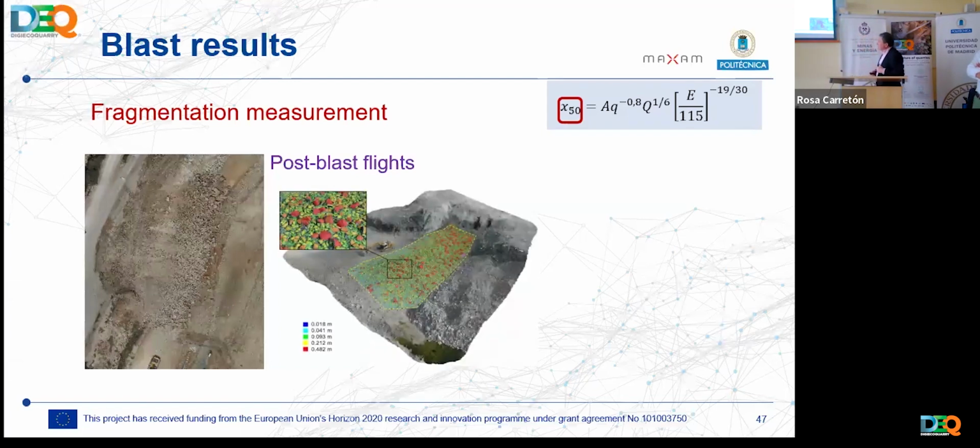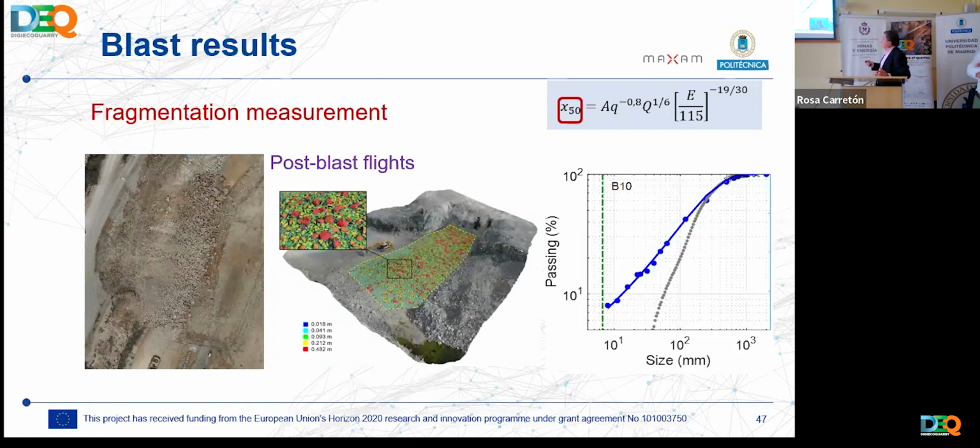And if we want to see the fragmentation, there are fragmentation analysis codes, image analysis codes, segmentation codes that can determine the size distribution of your muckpile. And with that, you can build a size distribution. Look, this is very complex. I'm showing here in a slide something that I can tell you is complicated to do well.